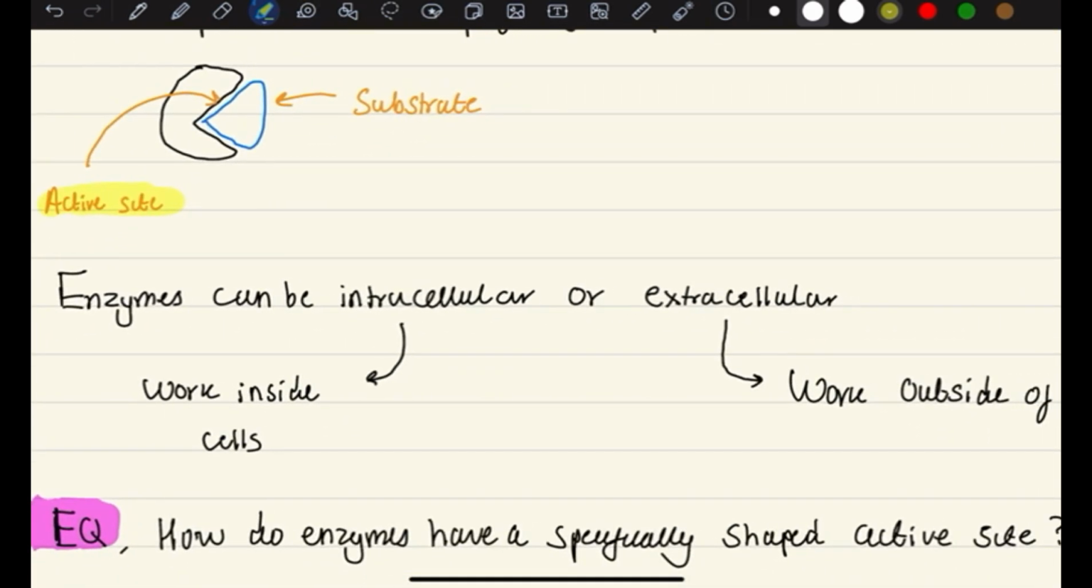Cool. Extracellular versus intracellular, I'm not too fussed with that. This just looks like a U, so we'll change that. Extracellular works outside the cells, intracellular works in the cells. For example, maybe something like a lipase is going to work in the bloodstream. And for intracellular, I can't think of one off the top of my head right now, but even something like DNA polymerase is an enzyme that works inside the cell.